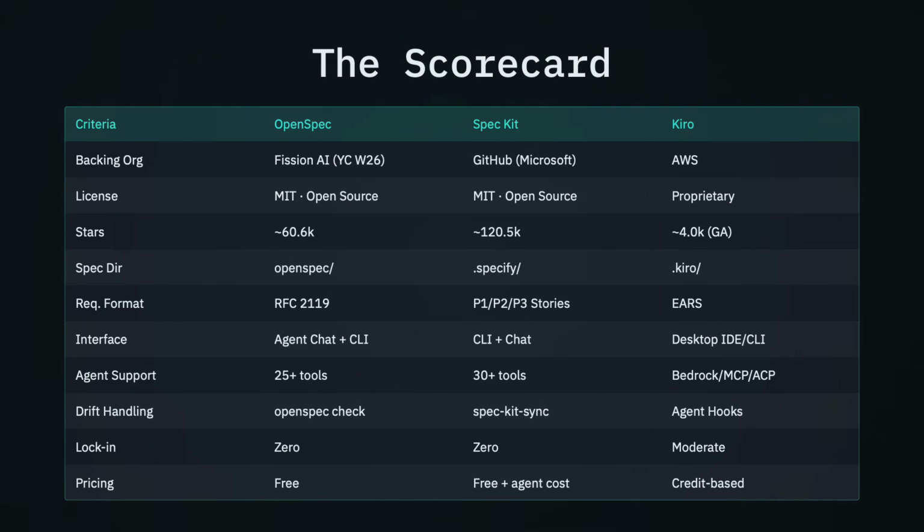Here's the full scorecard, side by side: backing organization, license, maturity, spec directory, requirements format, primary interface, agent support, drift handling, lock-in, and pricing. 10 rows, 3 tools, 1 screen. Pause it if you want the details.